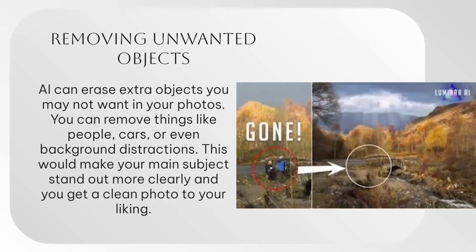Another major use that we mentioned earlier for AI photo editing is that it can erase extra objects that you may not want in your photos, anything from people to cars to background distractions. You can see here, for example, this is a photo of some wildlife, except there were some extra people in the frame that I'm guessing they didn't want in the photo. The AI tool, just by selecting these people, can really rapidly get rid of them and keep the image looking realistic. This could allow you to make your main subject stand out more clearly and get a photo that's more to your liking, removing unwanted objects.